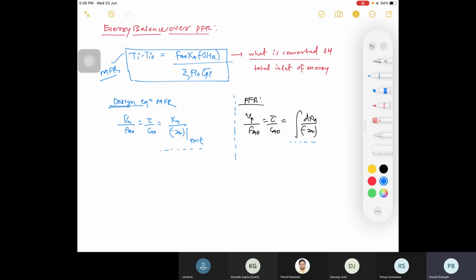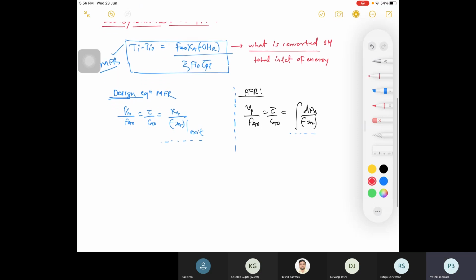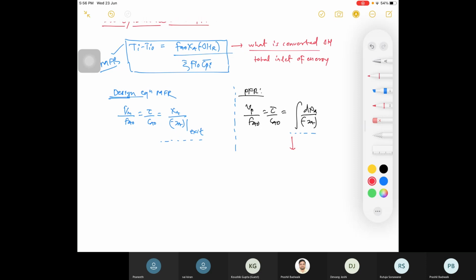Why is it integration of minus R_A here, and at the exit of the reactor there? You all know this, right? What is that reason in PFR and MFR? Anyone would like to share? Why is there integration here and not there? Because the composition, the concentration, changes continuously. In PFR it is eventually changing, right?